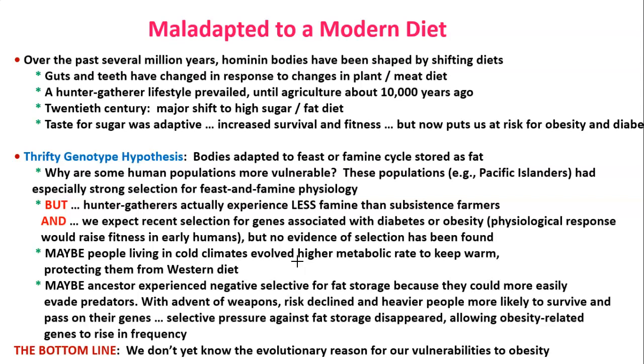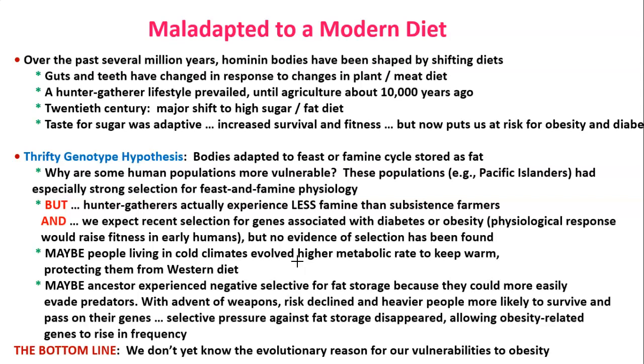And with the advent of weapons to be able to hunt prey and protect ourselves, that kind of risk would have declined, and heavier people would be more likely to survive and pass on their genes. So then the selective pressure against fat storage would disappear, allowing obesity-related genes to rise in frequency.